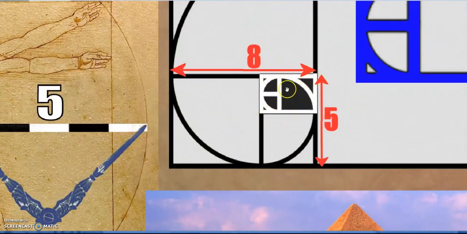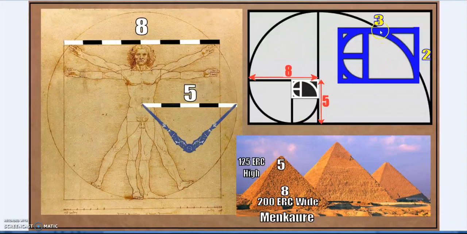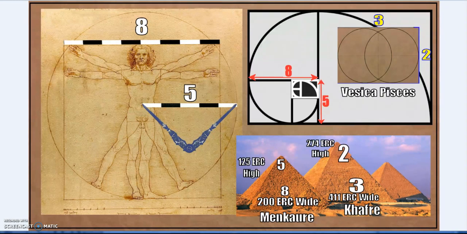Earlier in the Fibonacci spiral, we have this portion which is 2 high to 3 wide, 3 wide to 2 high. Khafre's pyramid, 411 Egyptian raw cubits wide and 274 Egyptian raw cubits high. That's a 2 to 3 ratio, which is the same as the Vesica Piscis. One circle with the second circle having its center on the edge of the first, 3 to 2. 1, 2, 3 wide, 1, 2 high.